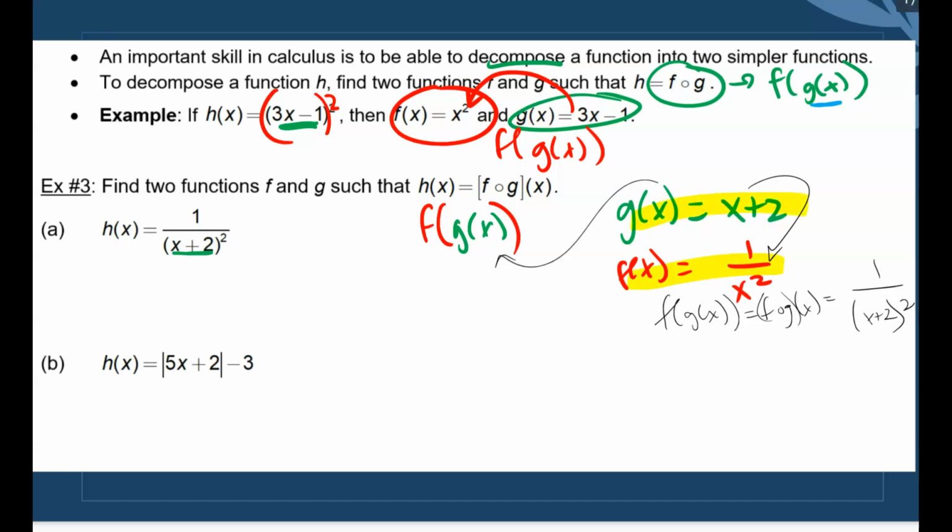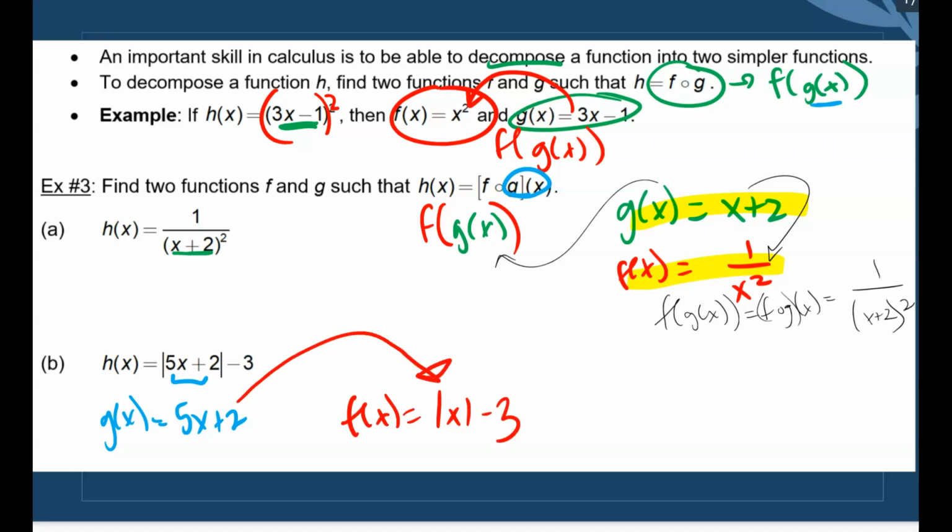And then in the second example, I see that I'm plugging in 5x plus 2. I'll have that be my g of x, because they defined it as my inside function, the one that's being plugged in. And then the outside function is going to be f of x equals the absolute value of x minus 3. Imagine if I plugged g of x into f of x: wherever there's an x, I plug in 5x plus 2. Okay, so you get the point.